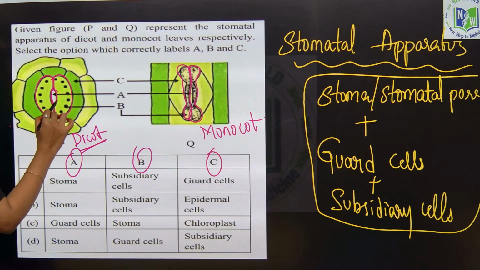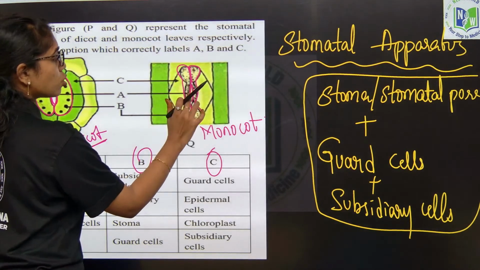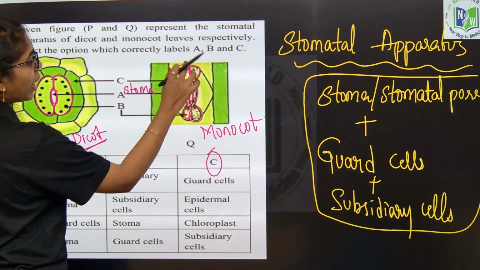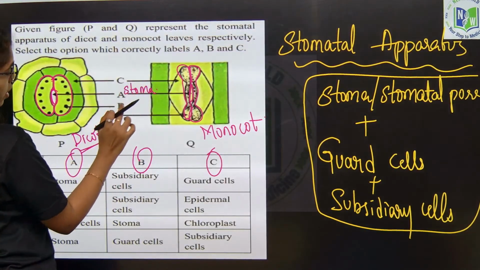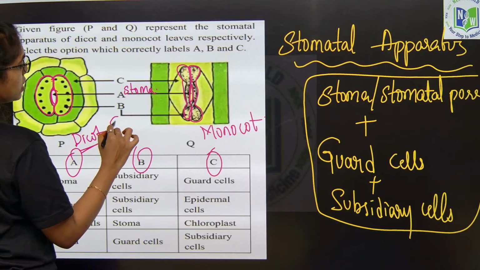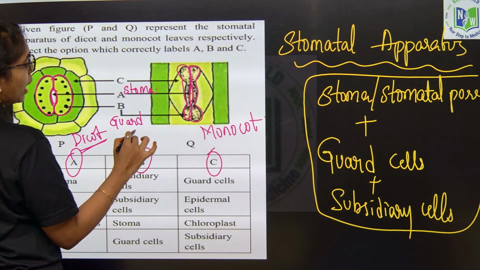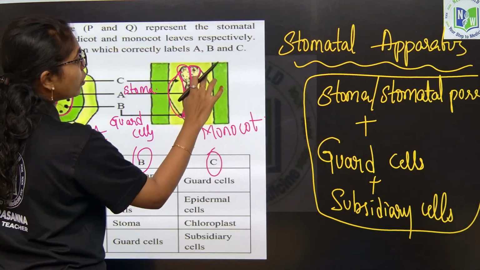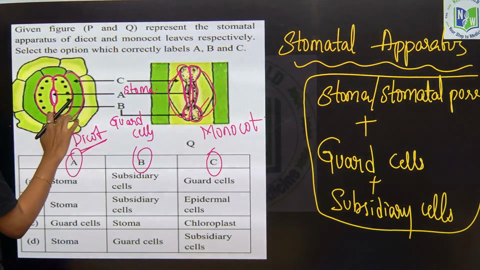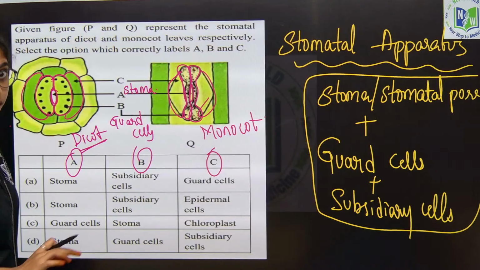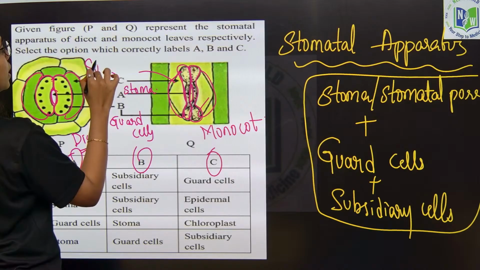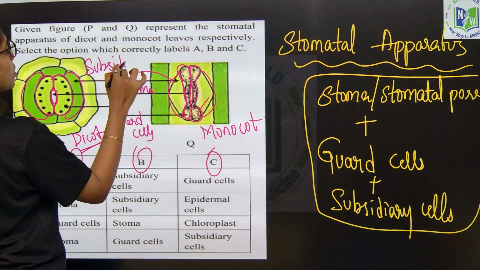At the center stomatal pore is present. So, stomatal pore, A is what? Stoma or stomatal pore, and B is what? Guard cells. And those specialized cells surrounding the guard cells over here, these are what? Subsidiary cells. So, see here will be subsidiary cells.